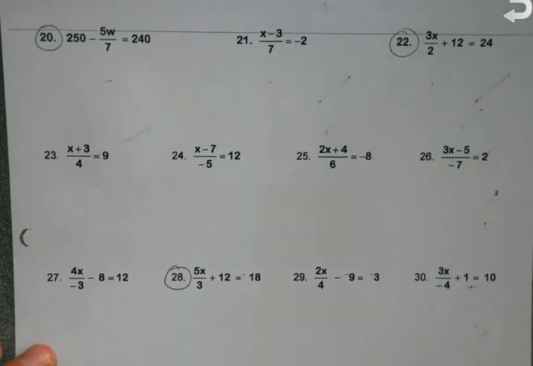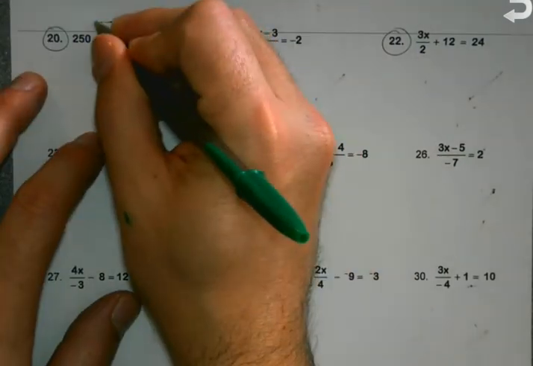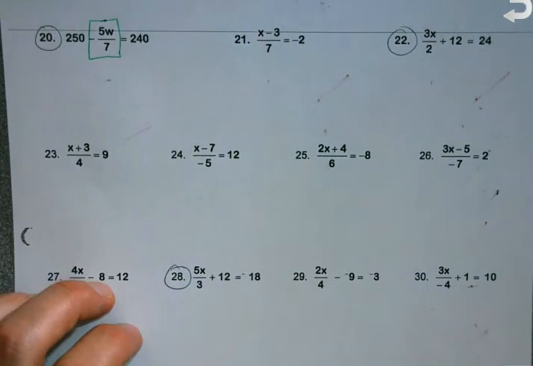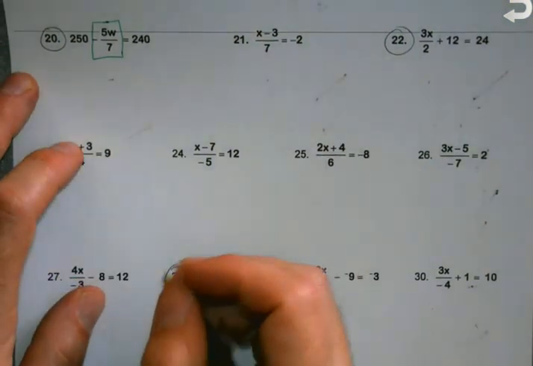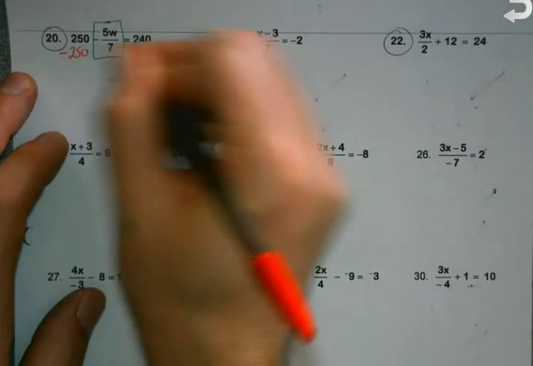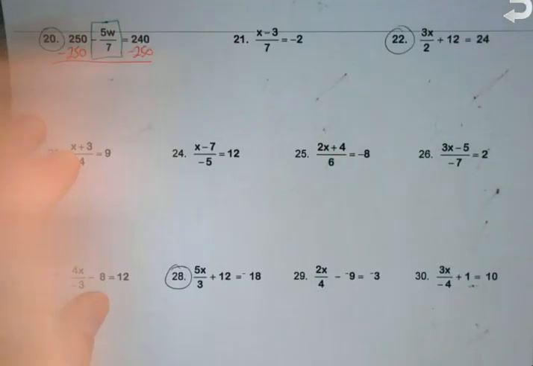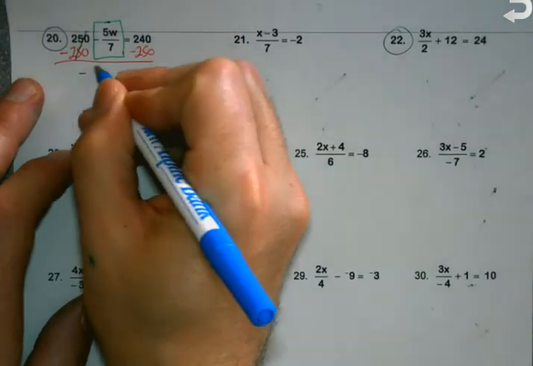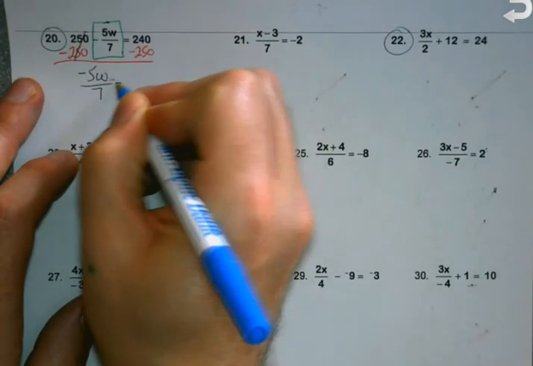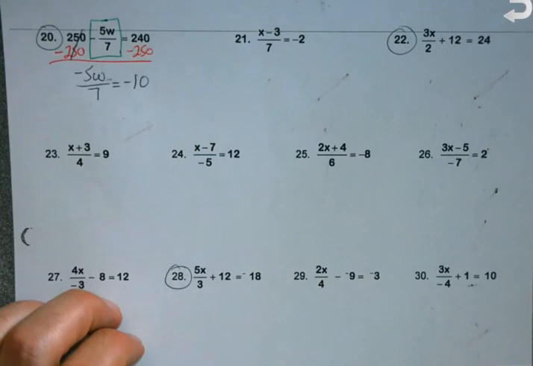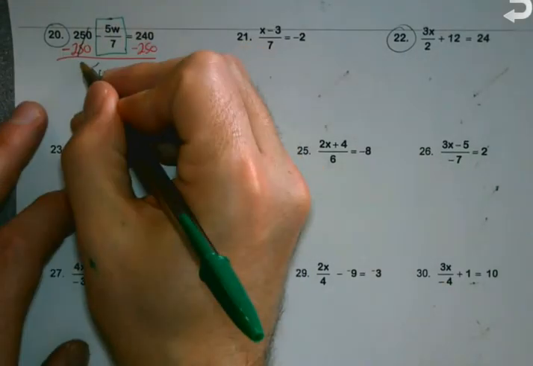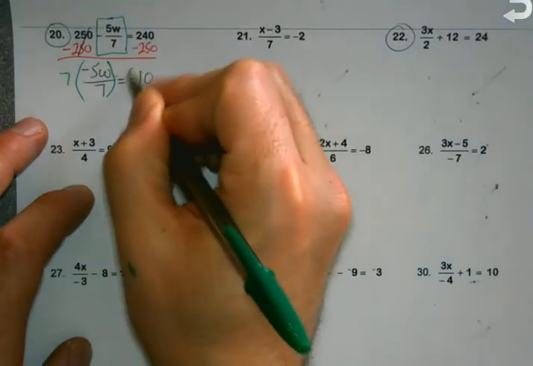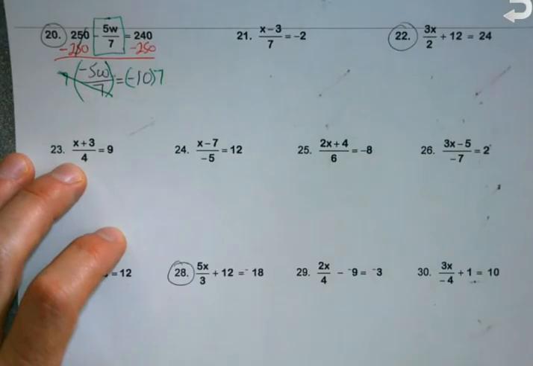So let's see, 20. First goal is to get my W fraction here by itself. So since I'm adding 250 to it, what's the opposite? Minus it. Minus the 250. Okay, so that takes care of that part. Now, I don't like fractions either. Times the 7, since we're dividing it.